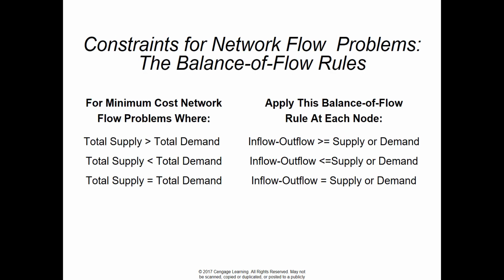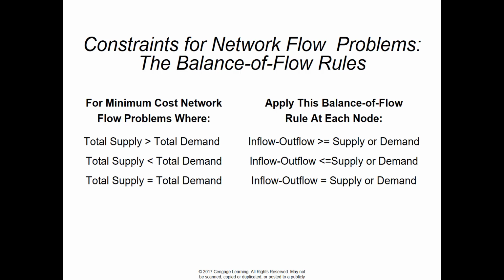Basically, in network flow problems, we have three situations. The first is total supply greater than total demand. The total supply is the summation of all the negative numbers in the supplies; we have to consider the absolute value, converting the negative values to positive values and adding all of them. And the total demand is the summation of all the positive numbers in the graph.